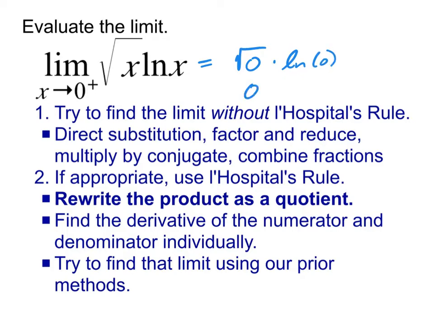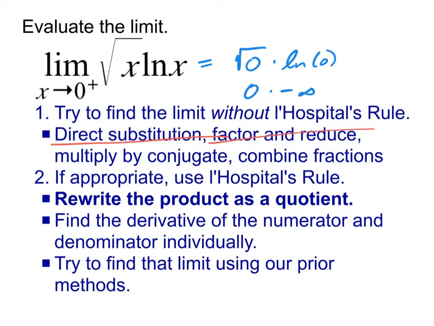Well, the square root of 0 is 0. And the natural log of 0, if we take a look at that graph, it's at an asymptote. It's actually approaching negative infinity. The limit is negative infinity as natural log approaches 0. And so we end up with 0 times infinity as a situation. That's what tells us that this is an indeterminate product, because we're doing 0 times infinity. All right, so the direct substitution did not work.